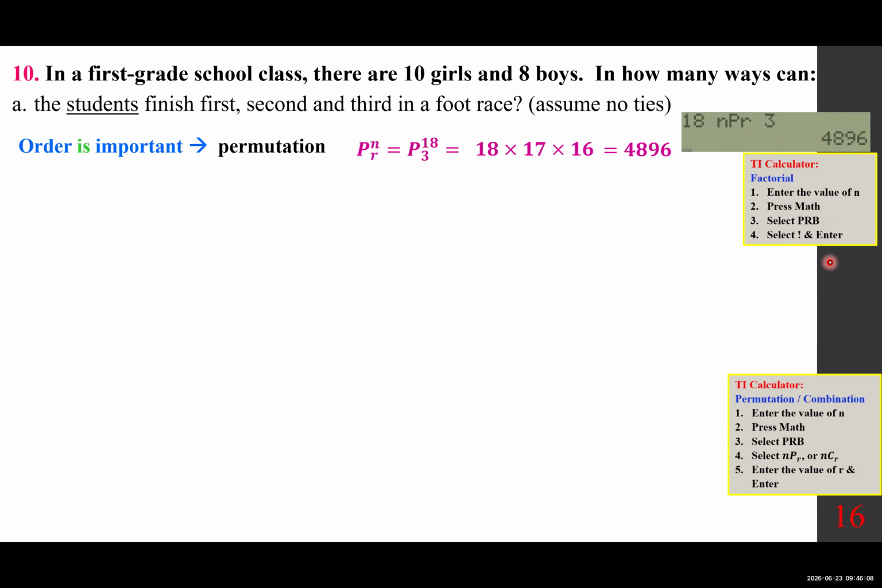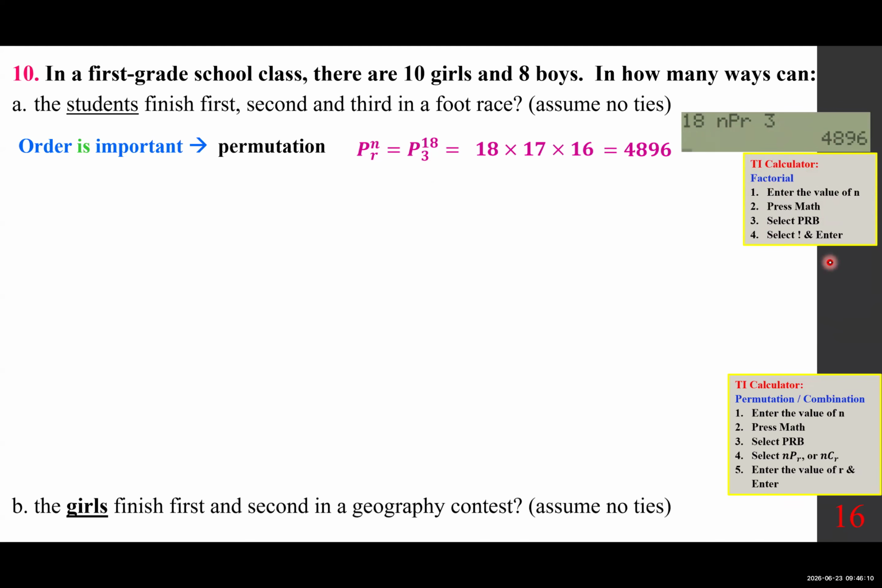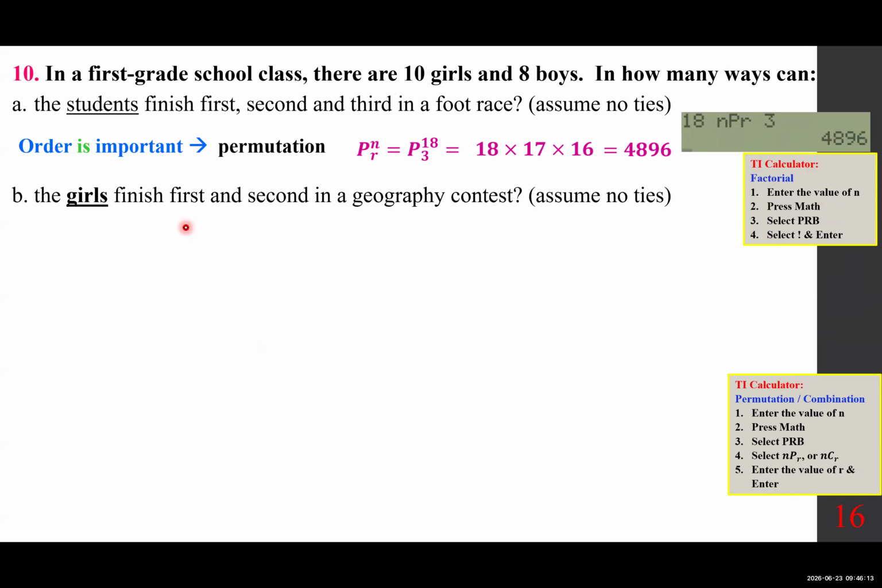Order is important. The girls finish first and second in a geography contest, assume no ties. So obviously, order is important. We are looking at the same permutation. However, n is 10 girls, n is 10, and r is just first and second, 2. So P(10, 2) is 10 times 9, which is 90.